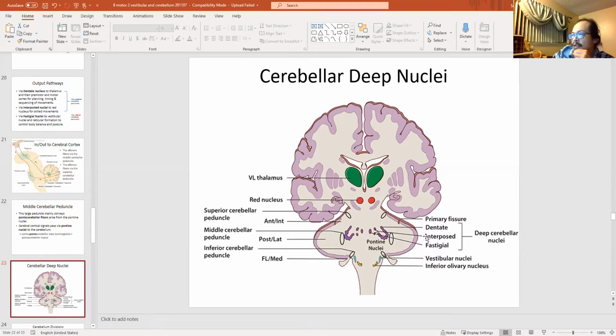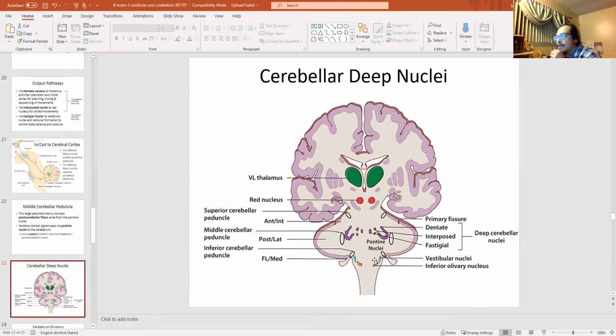And here are the three deep nuclei right here. Dentate contacts with the thalamus. Interposed will contact the thalamus right here. Interposed will also contact the red nucleus. So this one will go through the superior peduncle. Fastigial will contact the vestibular nuclei and the reticular formation. So this one will go through the inferior cerebellar peduncle. So that's these 3 deep nuclei.